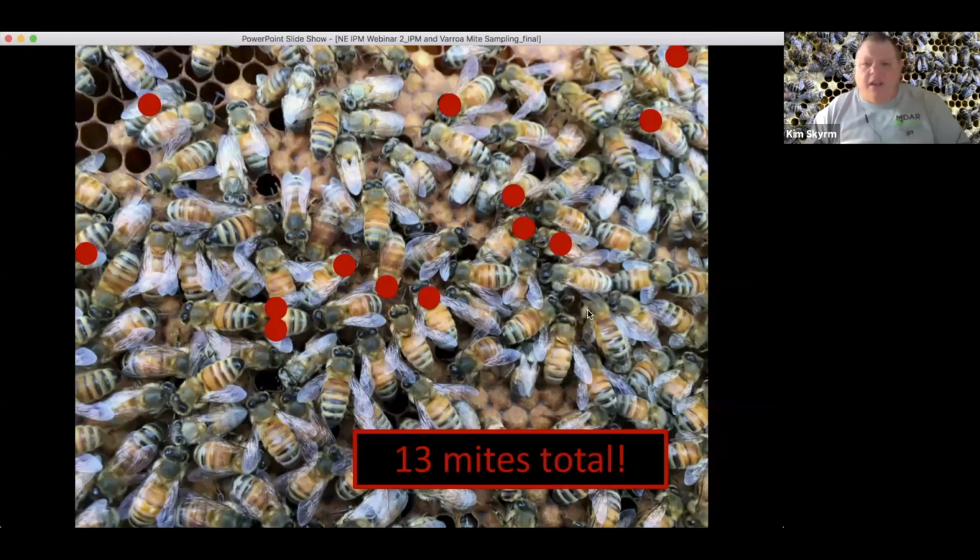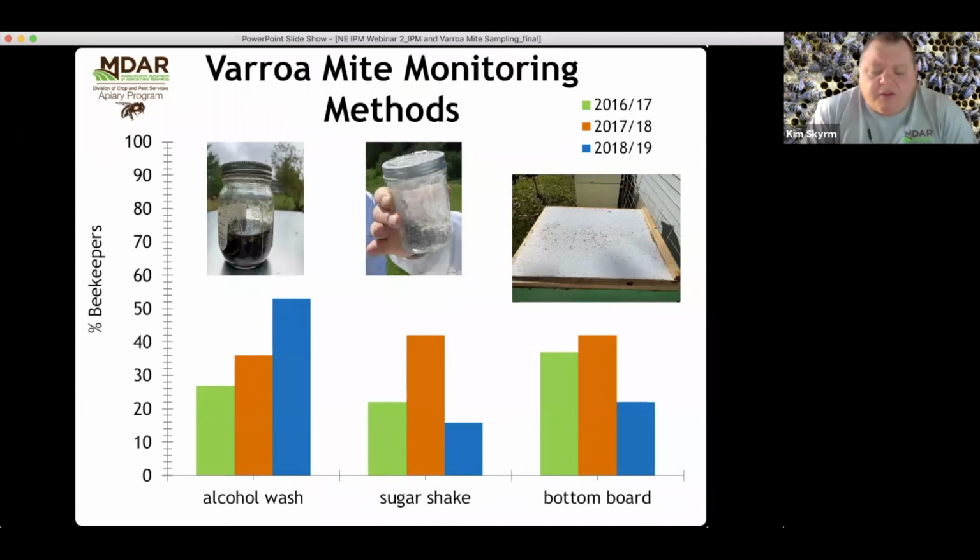So let's see what we got next. We'll keep going through here. Yeah, so the ways you can monitor for mites, we showed you some ideas on the previous slides. We've obviously, hopefully, discouraged you from using visual monitoring as a big tool. And whenever we've done surveys in the past in Massachusetts, these are the three big preferred monitoring methods that people use, with the alcohol wash or the alcohol roll being one of them, the sugar shake or the sugar roll.